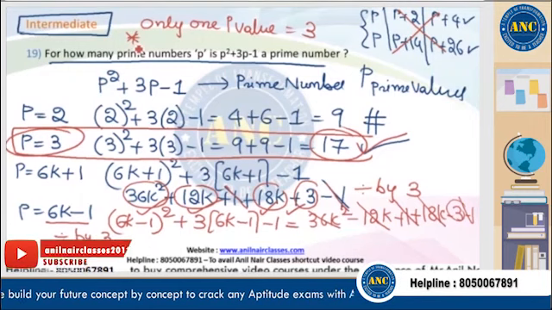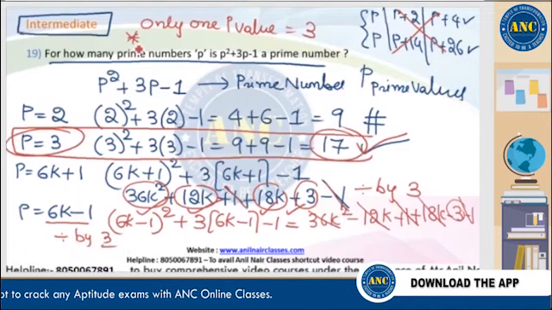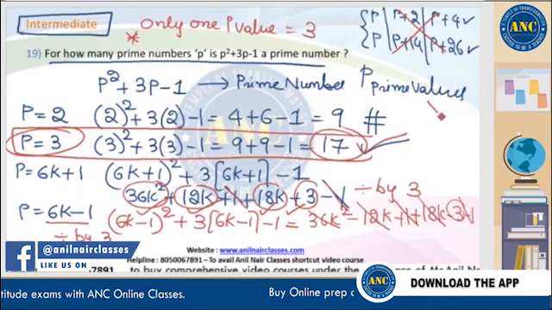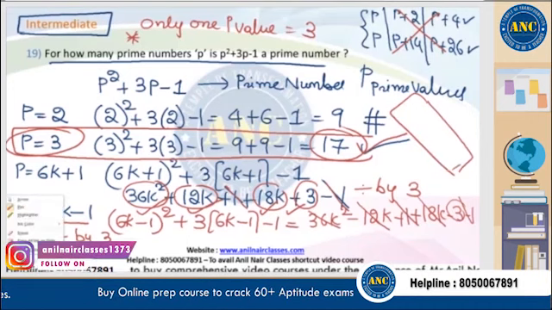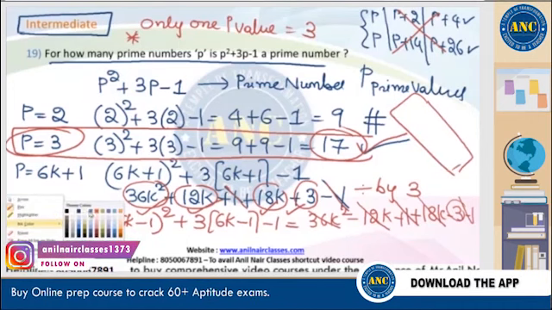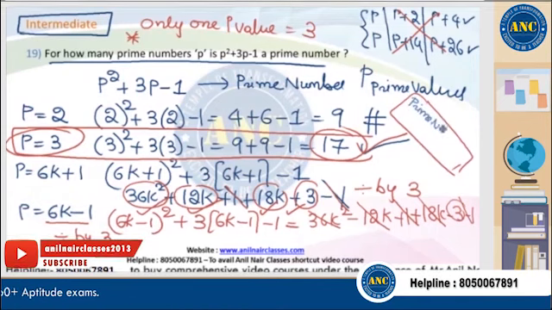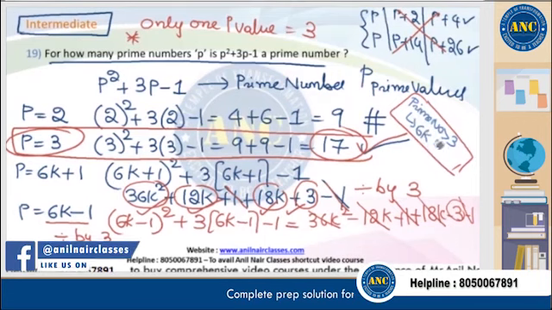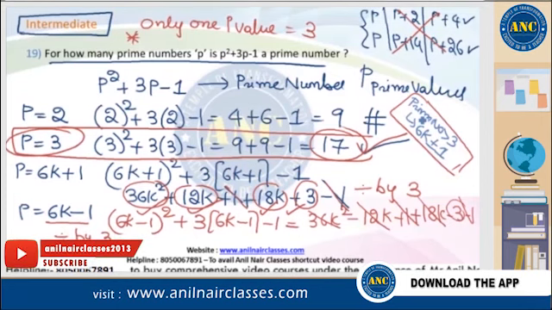19th question, I hope the idea is clear. Now let us get into the 20th question. What is the concept that is used here? The concept used in this question is that every prime number greater than 3 is of the form 6k plus or minus 1.